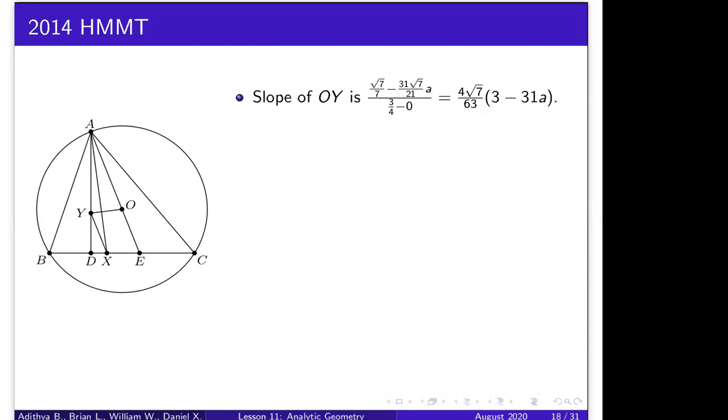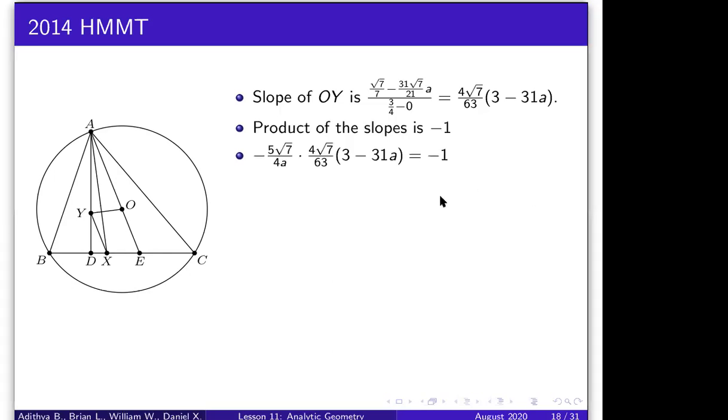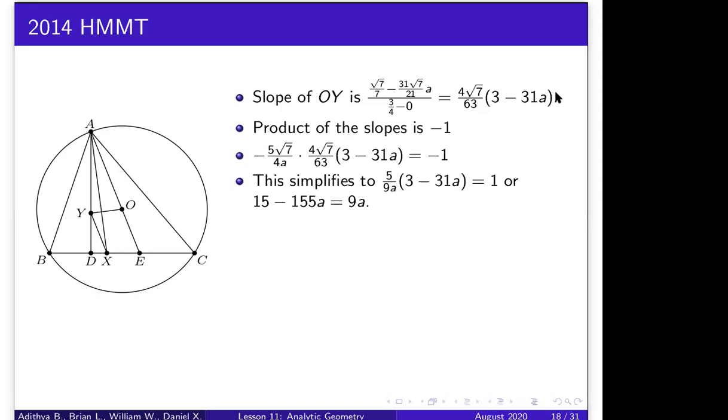And now we remember that the condition for perpendicular lines is that the product of the slopes is -1. So this means that we have this result. And so now a lot of the constants cancel, and we end up with 5/9a times (3 minus 31a) is equal to 1, or 15 minus 155a equals 9a. So we can solve to get a is 15/164.